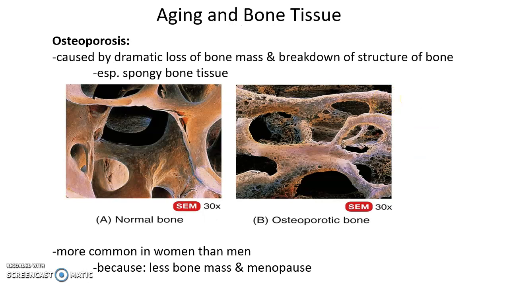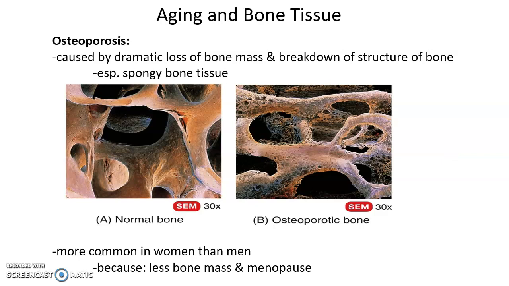Osteoporosis. Osteoporosis is a disease that can affect the elderly primarily. It is a dramatic loss of bone tissue and a breakdown of the bone structure. So you can see here the trabeculae of a nice normal bone, and trabeculae of osteoporotic bone: lots of holes, thinning of the trabeculae, much more fragile, much easier to break. This disorder is more common in women than men.